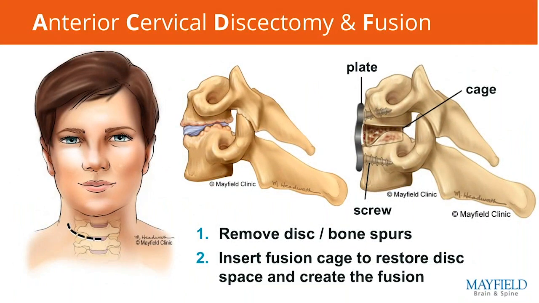So now that we've learned about fusions and discectomies separately, we're going to put them together, and that's what an ACDF is, or an anterior cervical discectomy and fusion. They're going to remove a disc, that's the discectomy part, and then they're going to perform a fusion, that's the fusion part. This surgery is done in the neck for a herniated cervical disc, and the incision is made about right there, wherever the level of the herniation is.